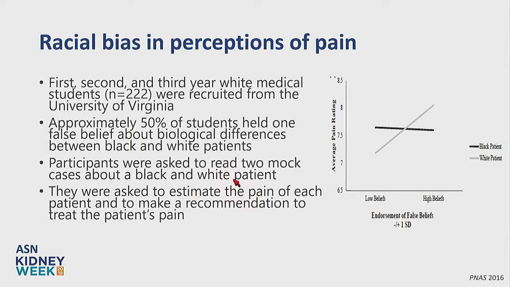And they were also asked to read 2 mock cases about a black and a white patient who were in pain. And they found on this curve that the more false beliefs you have, the less likely you were to rate a black patient as having pain.